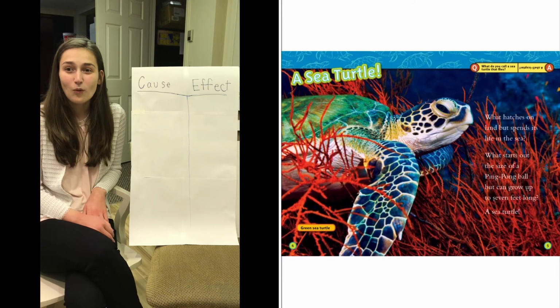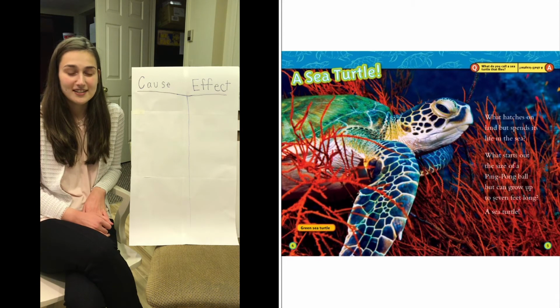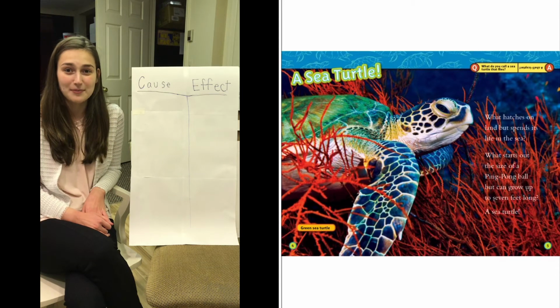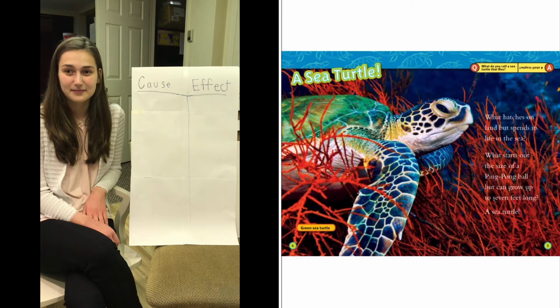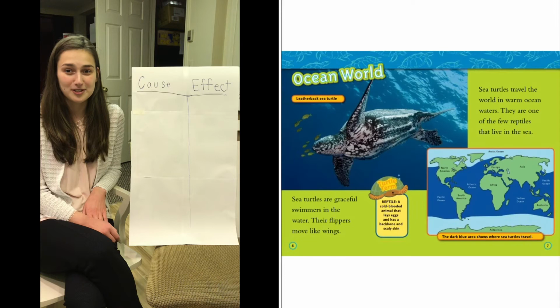What hatches on land but spends its life in the sea? What starts out the size of a ping pong ball but can grow up to 7 feet long? A sea turtle. Sea turtles are graceful swimmers in the water. Their flippers move like wings.